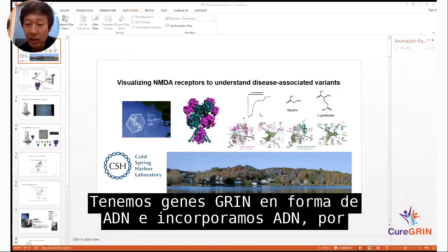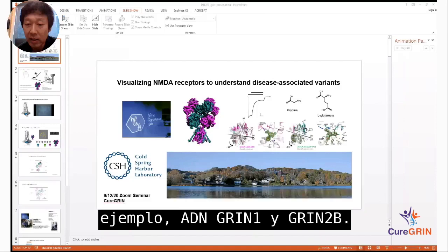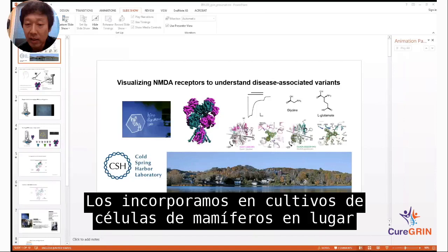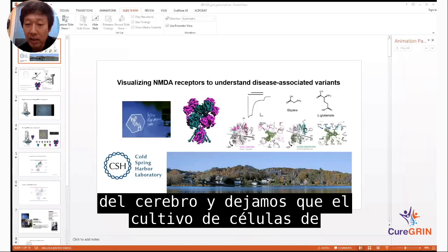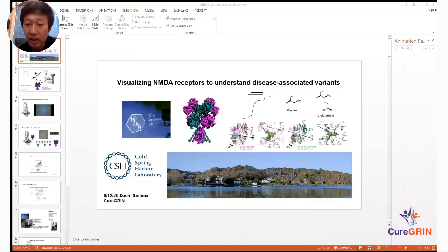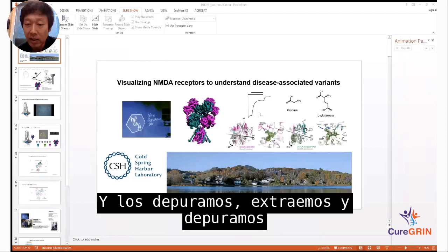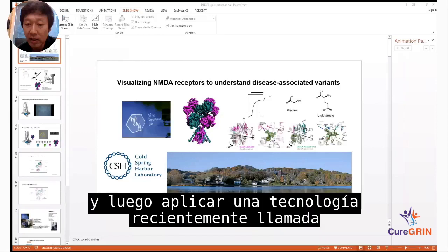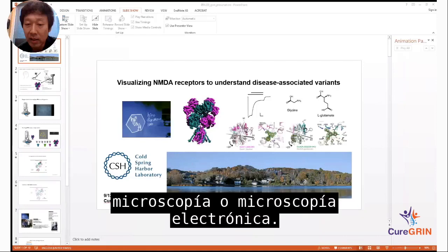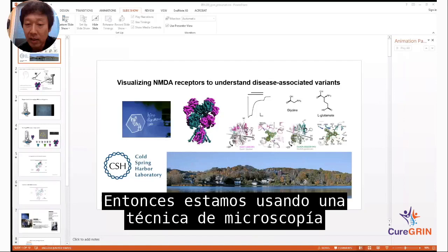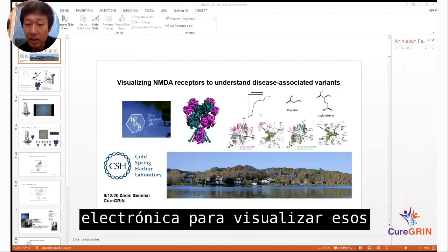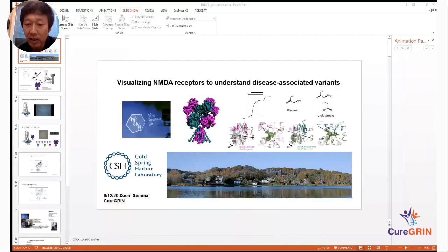We have GRIN genes in the form of DNA, and we incorporate DNA, for example, GRIN1 and GRIN2B DNA, into mammalian cell cultures instead of the brain, and let the mammalian cell culture produce NMDA receptors. And we extract and purify them, and then apply a technology recently called cryo-electron microscopy. So we're using an electron microscopy technique to visualize those. And then we need to have a way to interpret structures.